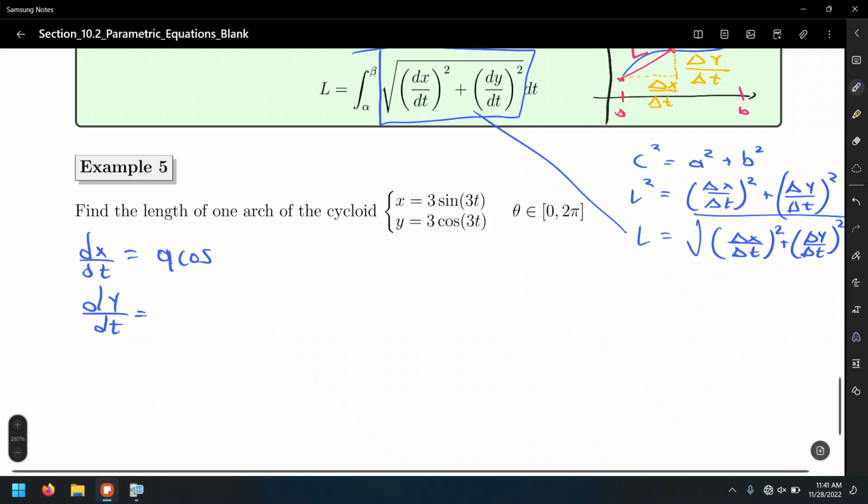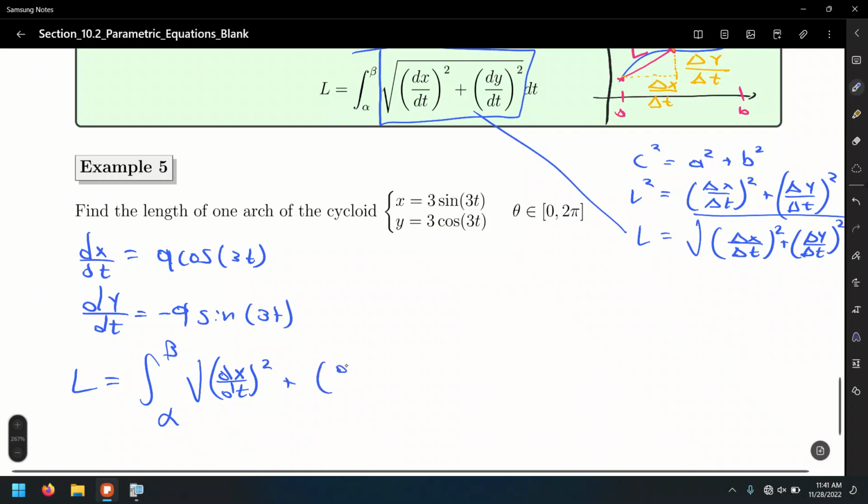9 cosine 3t. That's a mini chain rule there, right? And what about the next one? Negative. Careful, because the derivative of cosine is negative sine. That's negative 9 sine 3t. And we have everything we need to set this up into the formula for arc length. L equals the integral from alpha to beta of the square root of (dx/dt) quantity squared plus (dy/dt) quantity squared, with respect to t. And all we do is simply go from 0 to pi.